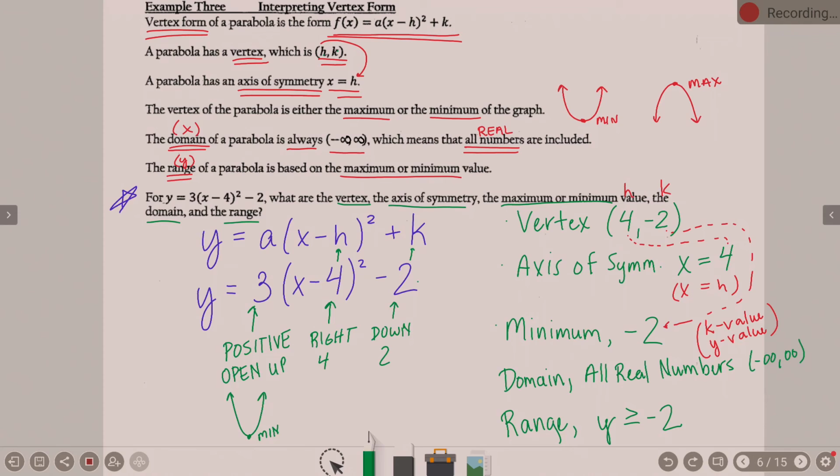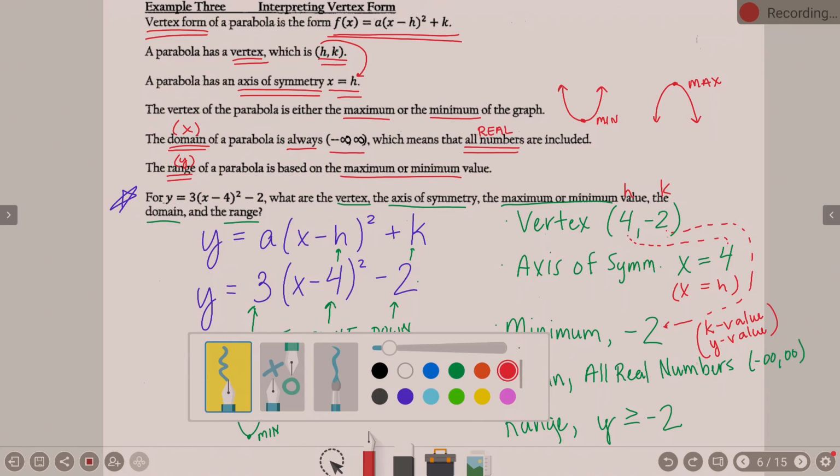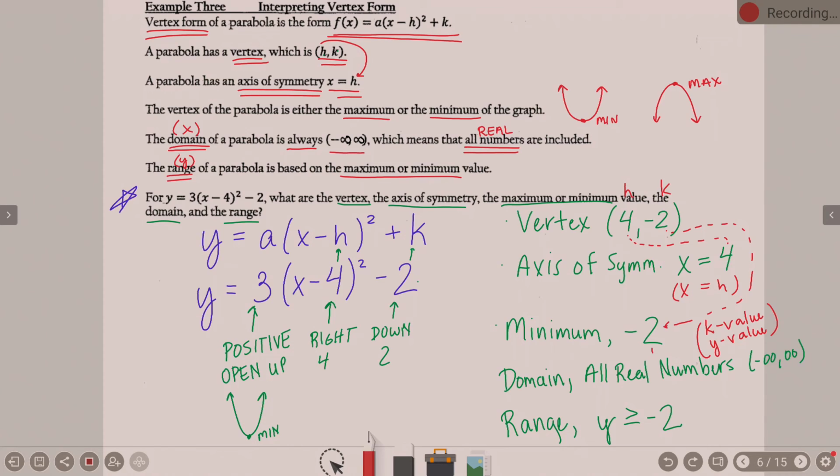Now, my range will always use y. The greater than or less than will depend, is it a min or a max? If it's a minimum, it's going to be greater than. If it's a maximum, it's going to have to be less than. And is it a coincidence we use -2? I think no. It's always going to match up with whatever your min or max value was. Again, not coincidence.